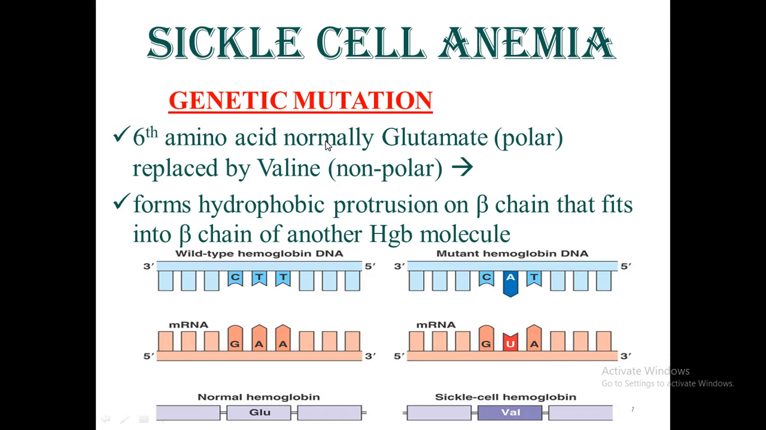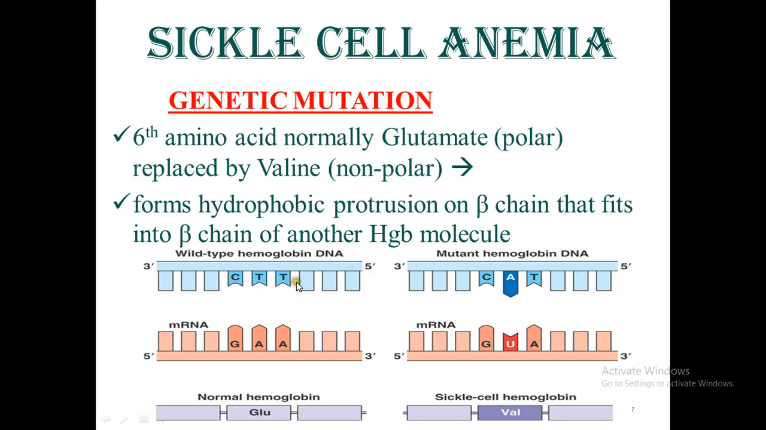So what is the genetic mutation in sickle cell anemia? The 6th amino acid, which is normally glutamic acid, a polar, acidic amino acid, gets replaced in sickle cell hemoglobin by valine. The valine amino acid is non-polar, and hence this forms hydrophobic protrusions on the beta chain that fit into the beta chain of another hemoglobin molecule. The other hemoglobin molecule develops a sticky patch, and this hydrophobic protrusion fits into that sticky patch. This leads to clumping and the formation of long threads.